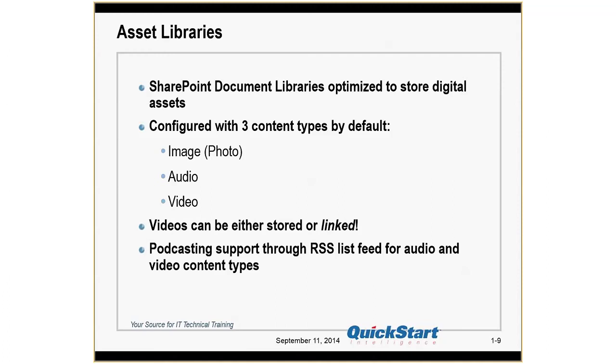So when we create an asset library, it's pre-configured with 3 content types for storing digital assets: image, audio, and video. So images are meant for photos, audio for audio files, and video certainly for video files. And one of the big enhancements here in SharePoint 2013 is that videos no longer need to be stored in SharePoint. You can link to the video stored elsewhere.